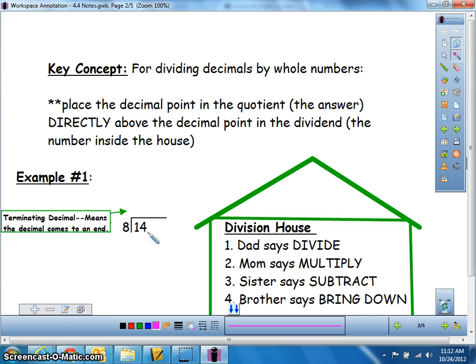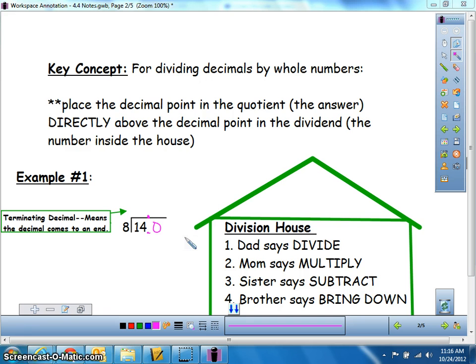So let's go ahead and try this problem. If we look at this problem here, we have 14 divided by 8. Now remember, a whole number is really the same thing as 14.0. So we can just add that decimal point right in there. So 14 and 14.0 are the same thing. So what we want to do is move that decimal point absolutely straight up. And now we're going to divide just like normal with 140 is what I'm going to pretend it is, divided by 8.